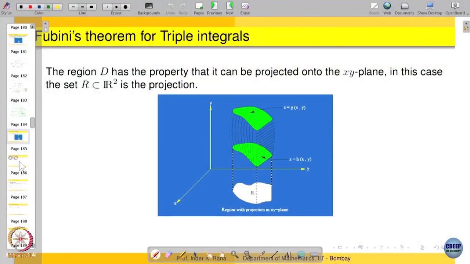So, this is what it says. This is just recalling what we have said. This is a domain which is projectable onto the xy plane. This is the region R which is the projection. For every point, you go from this lower surface, written here as H and G, from here to here.